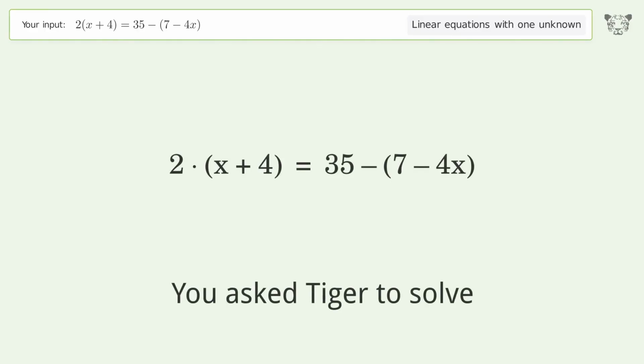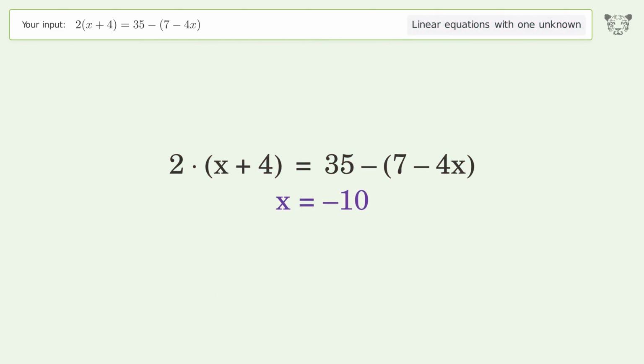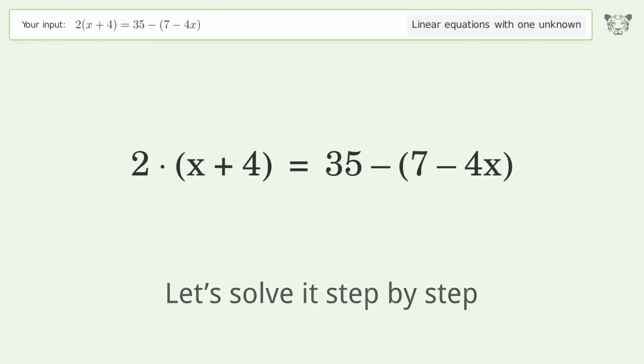You ask Tiger to solve this. It deals with linear equations with one unknown. The final result is x equals -10. Let's solve it step by step.